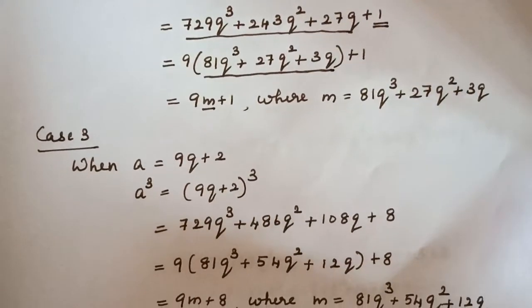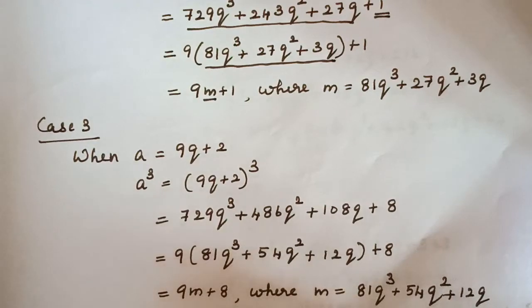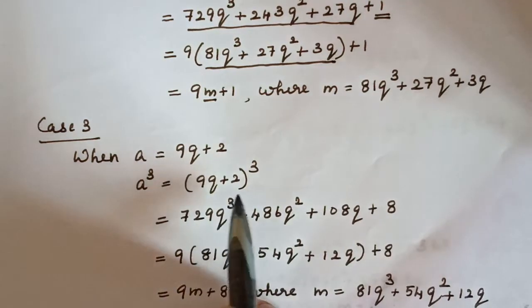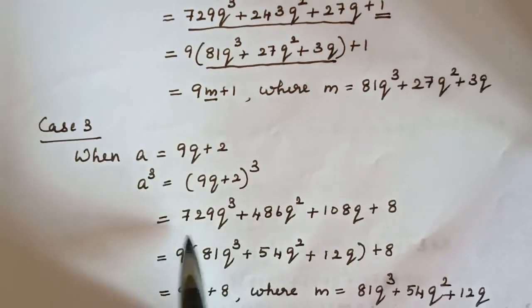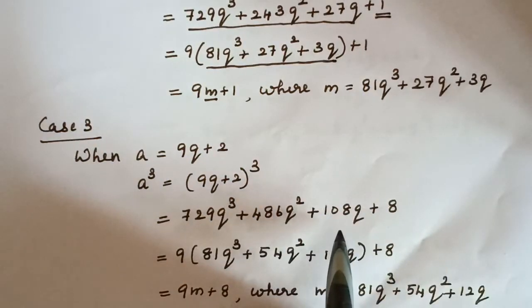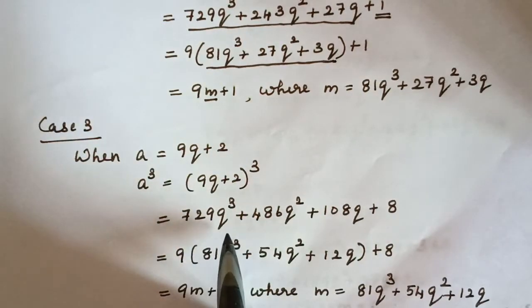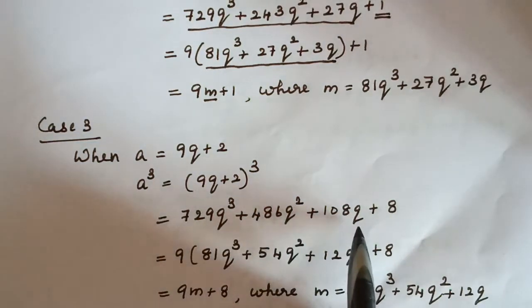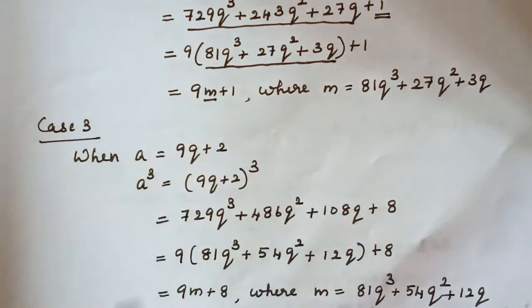In case 3, we will take a is equal to 9q plus 2. Again we are cubing it. So 9q plus 2 the whole cube. You will get this step. We are applying the formula a plus b the whole cube. So 729q cube plus 486q squared plus 108q plus 8.